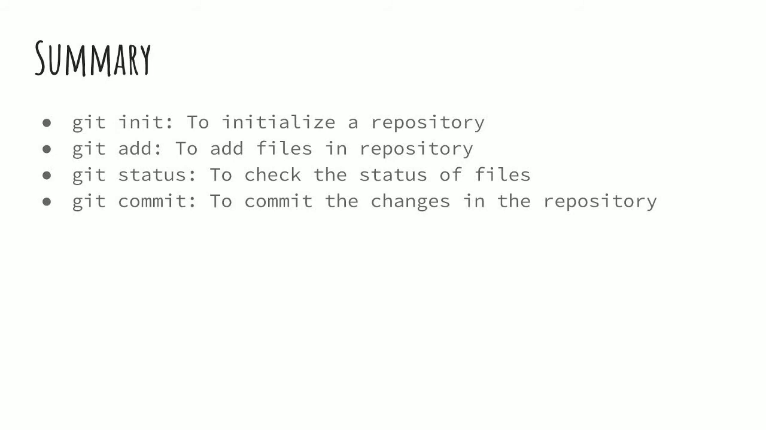Okay, so to summarize, we learned that git init is used to initialize a repository, git add is used to add files in the repository, git status is used to check the status of different files and folders present in the repository, and git commit is used to commit the changes in the repository.